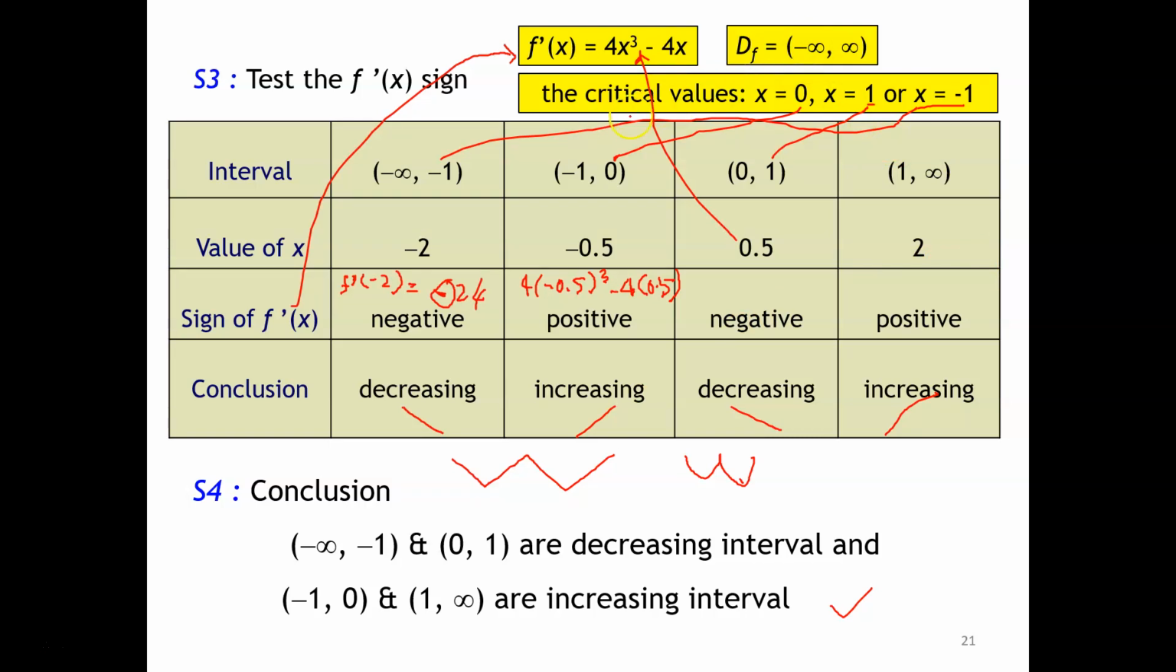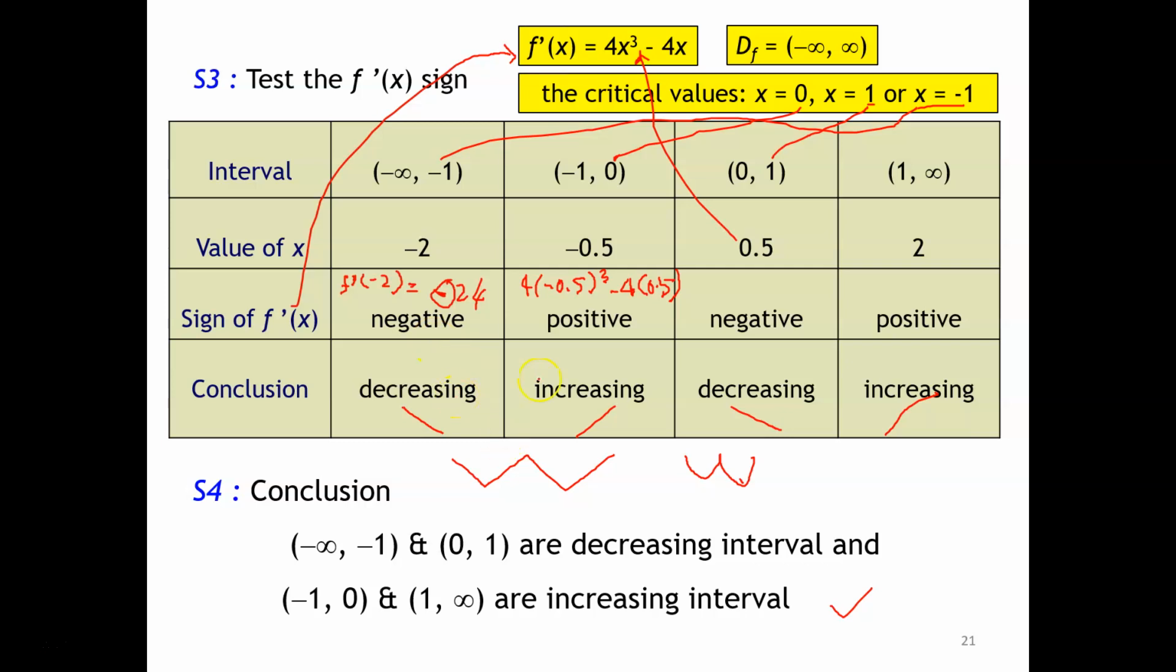Second step, you find your critical values. Over here I have 3 critical values, and then I create my interval based on my critical values over here. Then I choose any value of x as long as it is within this range, and then I substitute the value of x into the f prime x so that I get the sign, whether it is positive or negative. So based on the sign, I can make my conclusion.